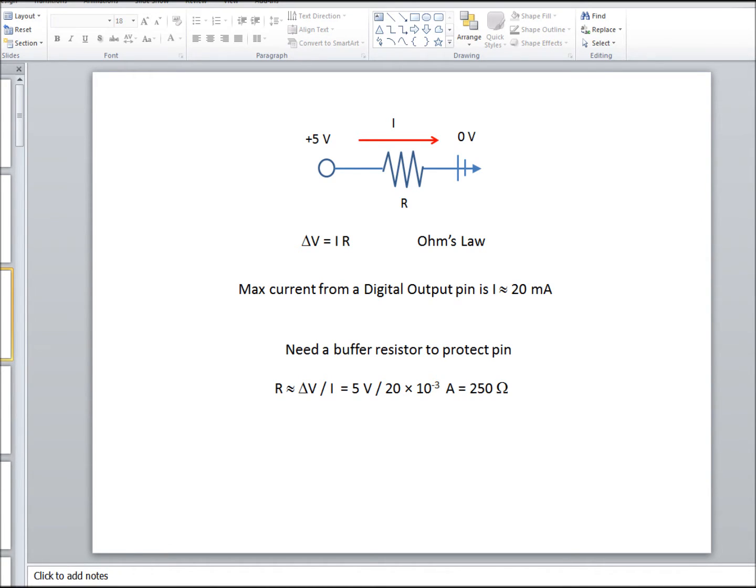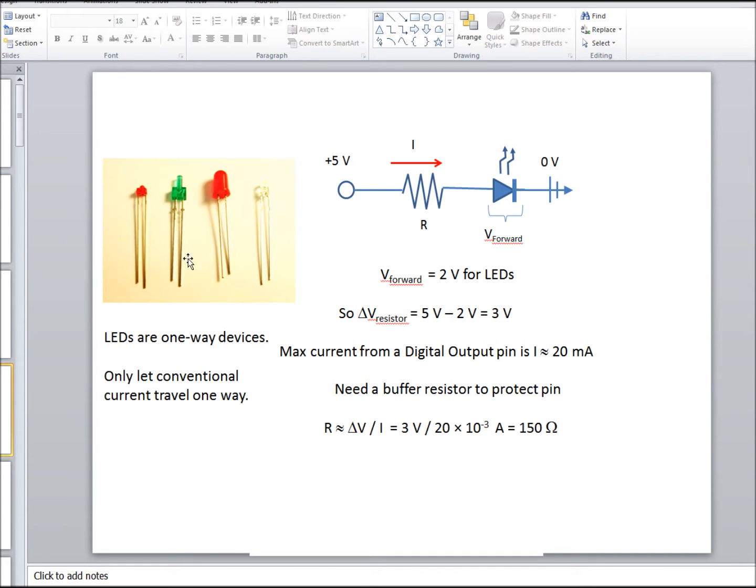Let's talk a little about LEDs. Here are some pictures of LEDs. They can look all different sorts and sizes. One thing about LEDs is that they're one-way devices. They only let the conventional current travel one way. If you try and have the current go in the opposite way, nothing happens.